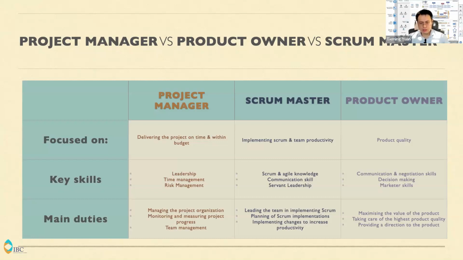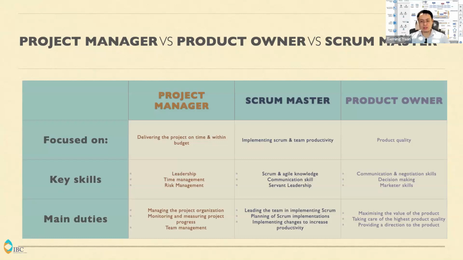So the Scrum Master is a servant leader, serving the team, removing impediments for the team, and the main duty is to lead the team in implementing Scrum. That's the Scrum guide. It is a guide, but you have the capability to adjust it to your team needs and organization needs. So, planning the Scrum implementation and implementing change to increase productivity.